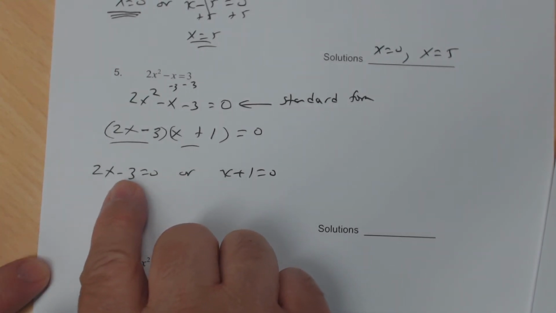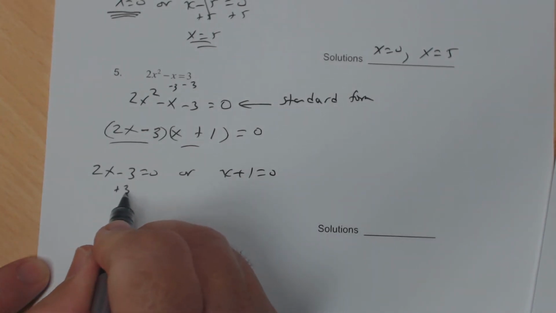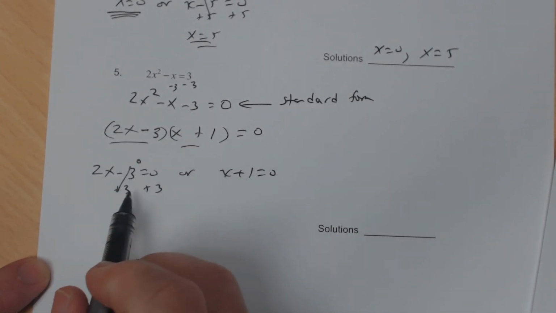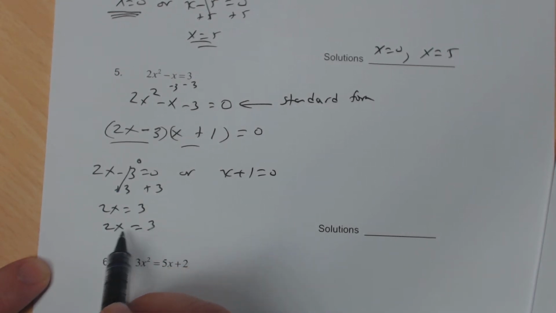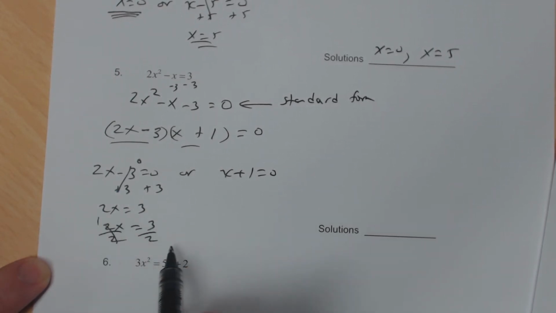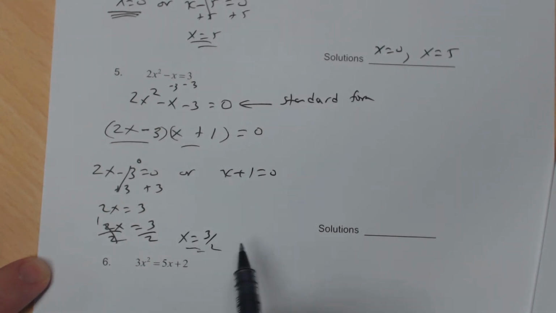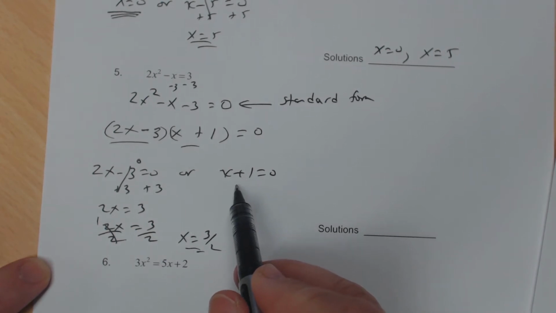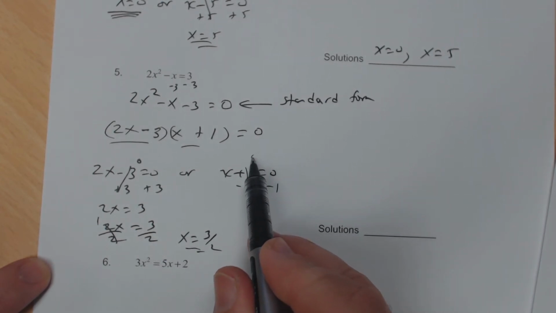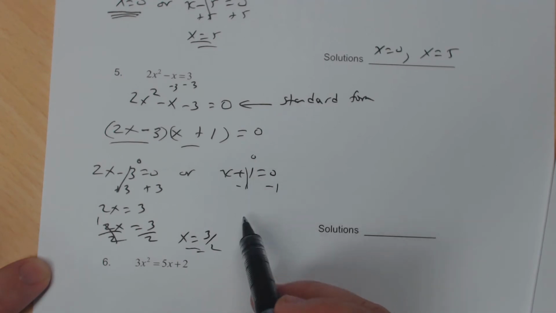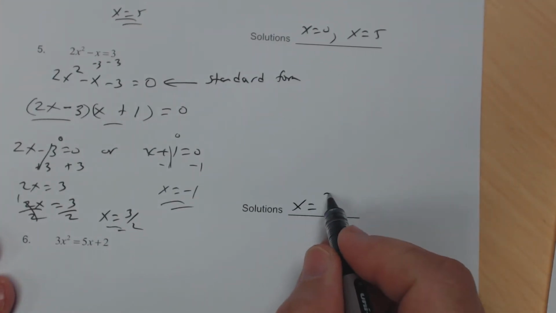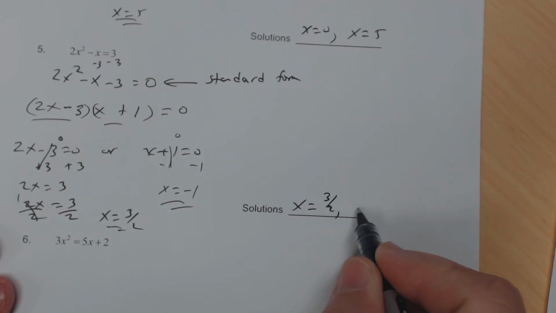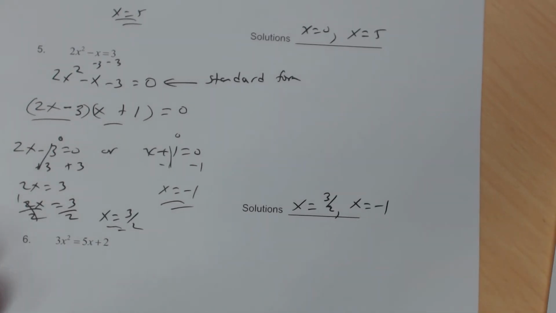Alright, and then you just solve this linear equation. You're going to add 3 to both sides, combine like terms, 2x equals 3, and then to get x by itself, divide both sides by 2, and so you get x to be 3 halves. So there's one of your solutions. Over here, if you subtract 1 from both sides, combine like terms, positive 1 and negative 1 is 0, you get x to be negative 1. Alright, so your solutions are x equals 3 halves, comma, x equals negative 1.